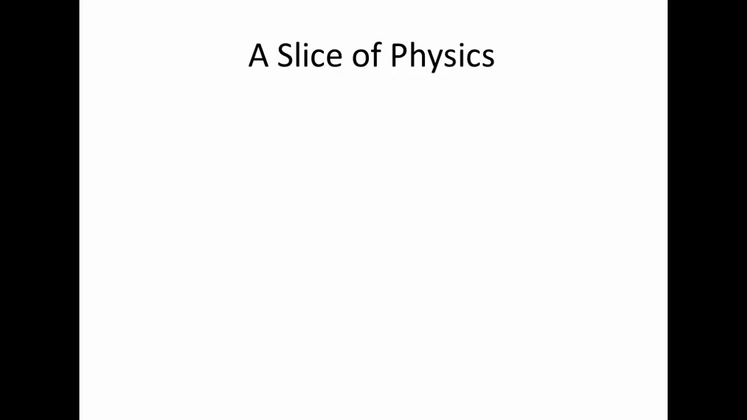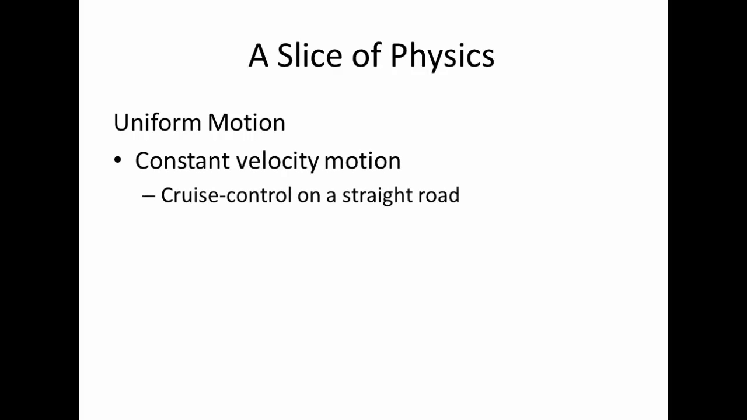Hi there, welcome back. In this slice of physics, we're going to discuss everything about uniform motion. As you will remember, uniform motion in physics is simply motion with a constant velocity. The example I like to give is as if you're in cruise control on a perfectly straight road, so your speed is not changing and your direction is not changing. Those are the two conditions required to keep a constant velocity.